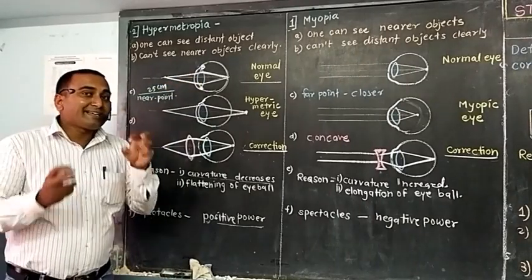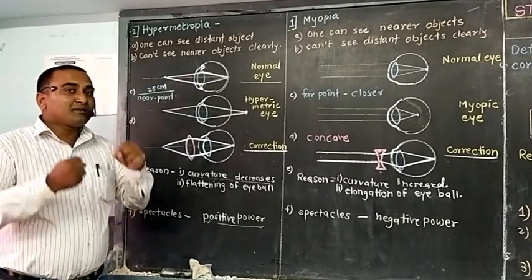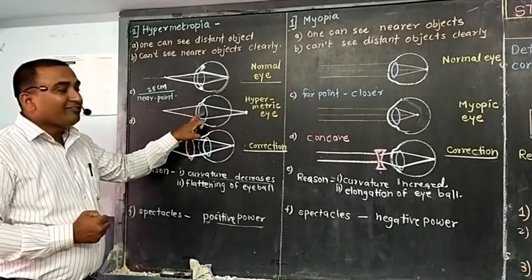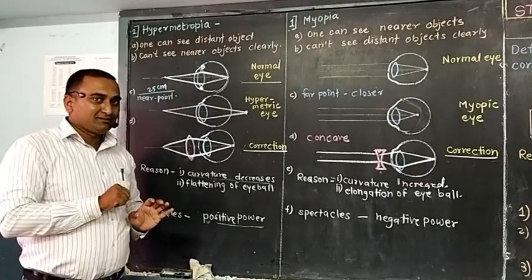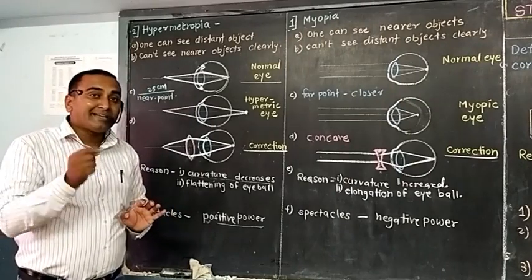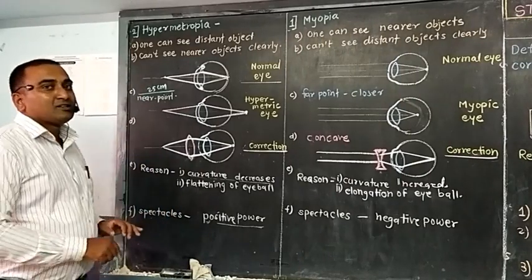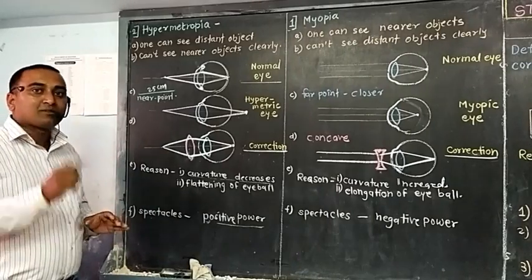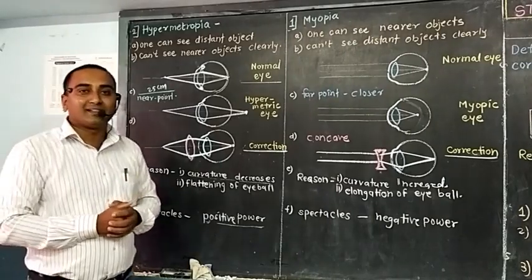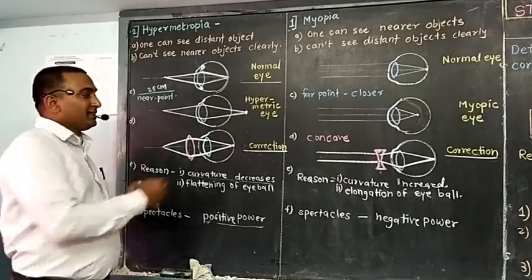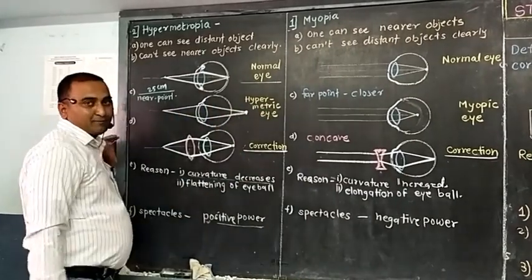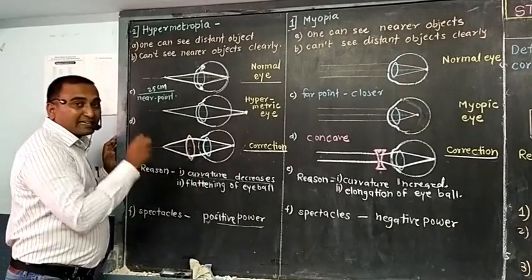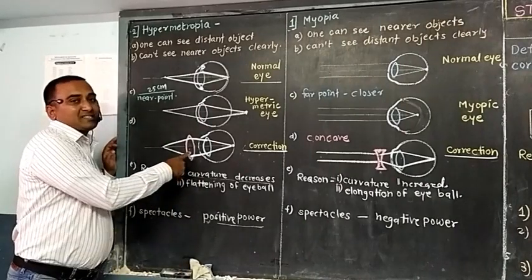The ciliary muscles are a little weak, and because of the weak ciliary muscles, the lens will not maintain the required curvature. It will maintain a little less than required. Less curvature increases the focal length. As the focal length increases, the rays meet, or the image forms, behind the retina. To correct this, we should use a convex lens.